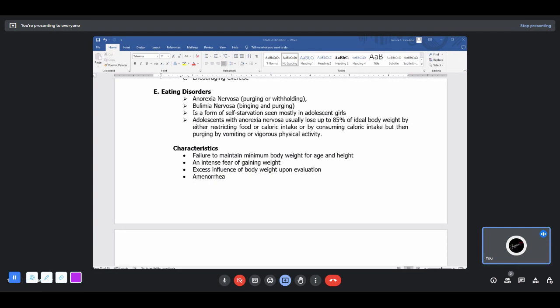Pag sinabi nating anorexia nervosa, okay, nagkakaroon sila ng purging. Pinapurge nila, nilalabas yung kinakain nila, or withholding. Ibig sabihin, hindi na lang sila kakain. Okay, another one is the bulimia nervosa. Nagbi-binge eating sila, kain sila ng kain. Pero after that, magpo-purge naman sila para lumabas yung mga kinain nila. So, that is an eating disorder.